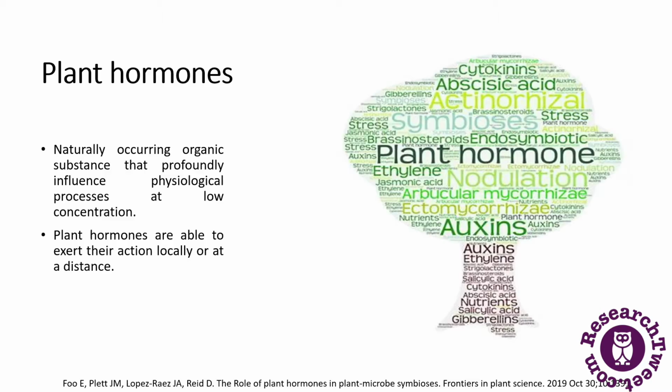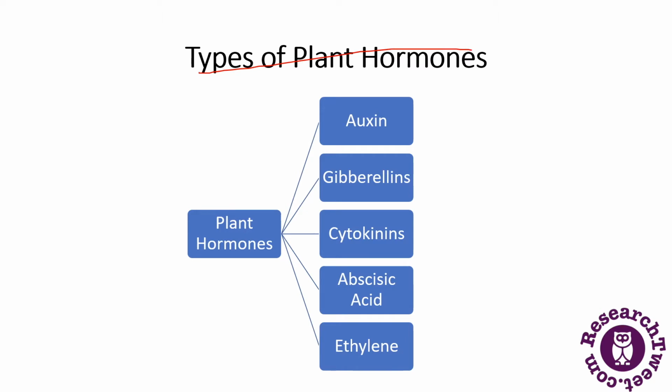So first we will get to know what a plant hormone is. This is a standard definition: a naturally occurring organic substance that profoundly influences physiological processes at a low concentration. In this figure all the plant hormones are depicted, and they are able to exert their action locally or at a distance. Next, what are the types of plant hormones? They are auxin, gibberellin, cytokinins, abscisic acid and ethylene. Our main focus here will be on the cytokinins.